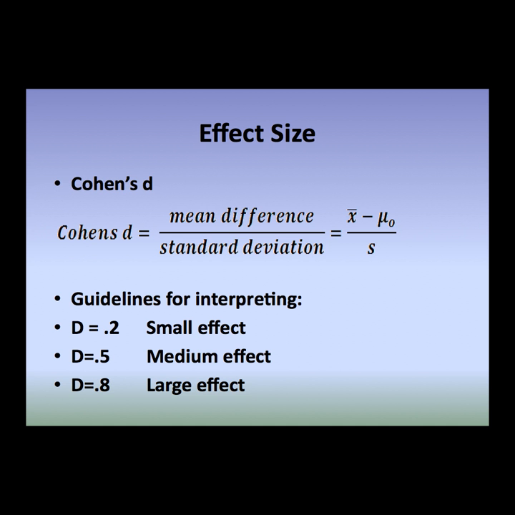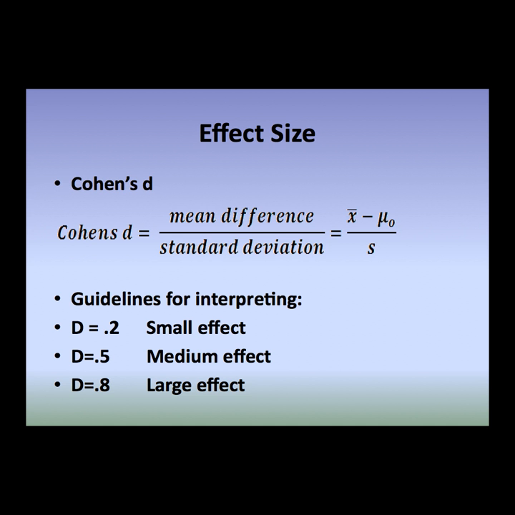A measure of the practical meaning of the size of effects is given by Cohen's d. Guidelines for interpreting Cohen's d are that 0.2 indicates a small effect, 0.5 a medium effect, and 0.8 a large effect. Cohen's d tells us the difference between our sample mean x bar and mu naught in terms of standard deviation units. Thus, a Cohen's d value of 0.2 shows a difference of 0.2 standard deviations, and that is classified as a small effect. A Cohen's d of 0.8 or even higher indicates a large effect.